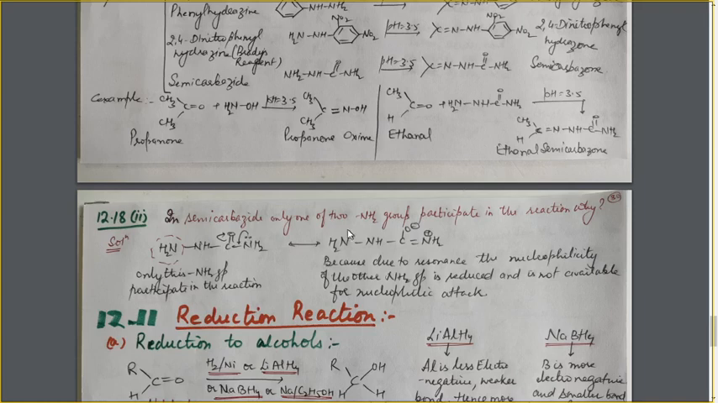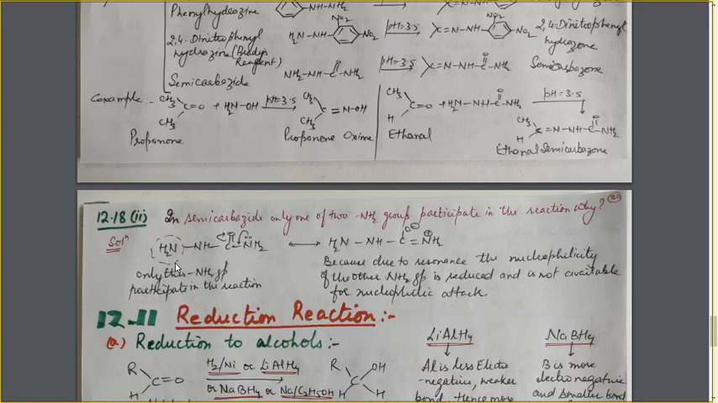So only this NH2 group, which is not directly attached to the C double bond O group, will participate in the reaction and not this one, which is directly attached. Because of the direct attachment, the resonance will take place, and that decreases the electron density on the lone pair on the nitrogen atom, and it is not suitable for nucleophilic attack. So only the NH2 group, which is not directly attached to the C double bond O group, is initiating the reaction.